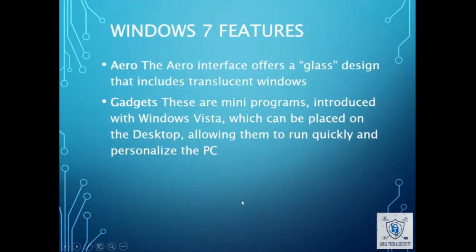Features of Windows 7: Aero is one of the very common features of Windows 7. The Aero interface offers a glass design that includes translucent windows. So glass-like transparent windows, this Aero started with Windows 7. It kind of looks like glass, where you can see through it. So especially when you drag and hold a window and drag it, it will show you what's behind it.